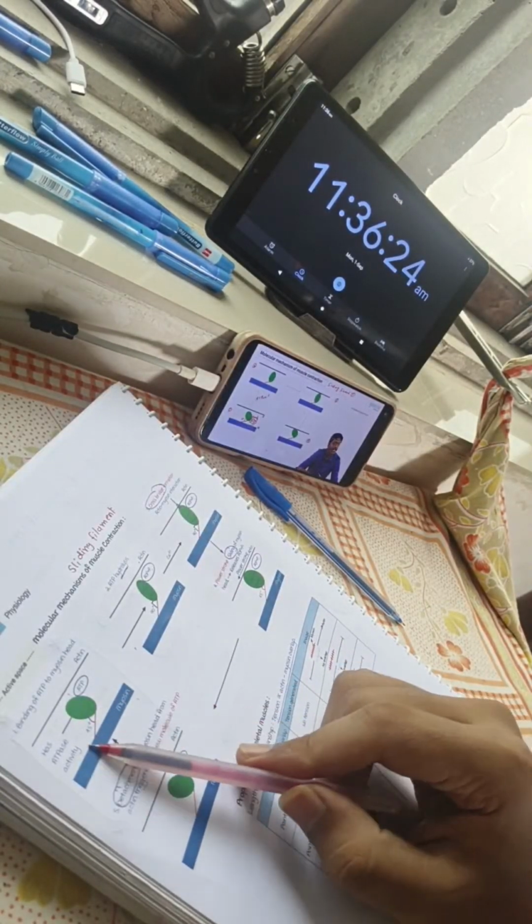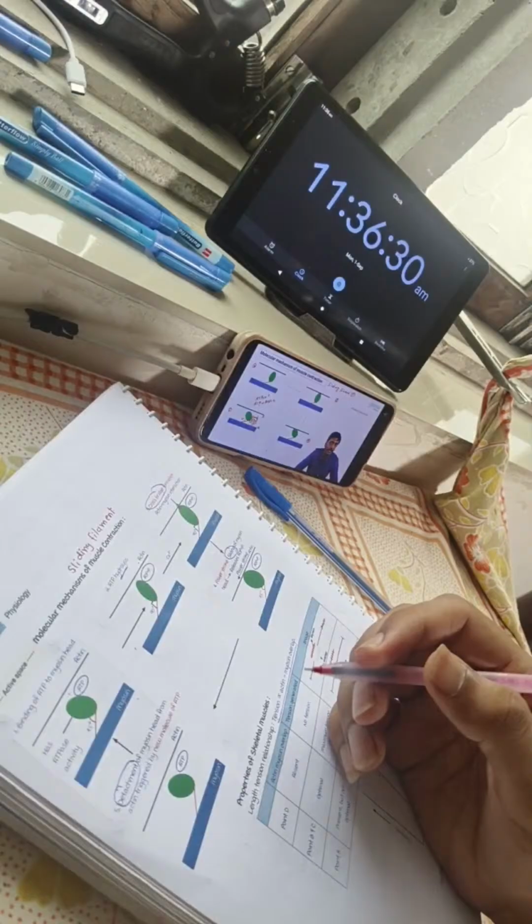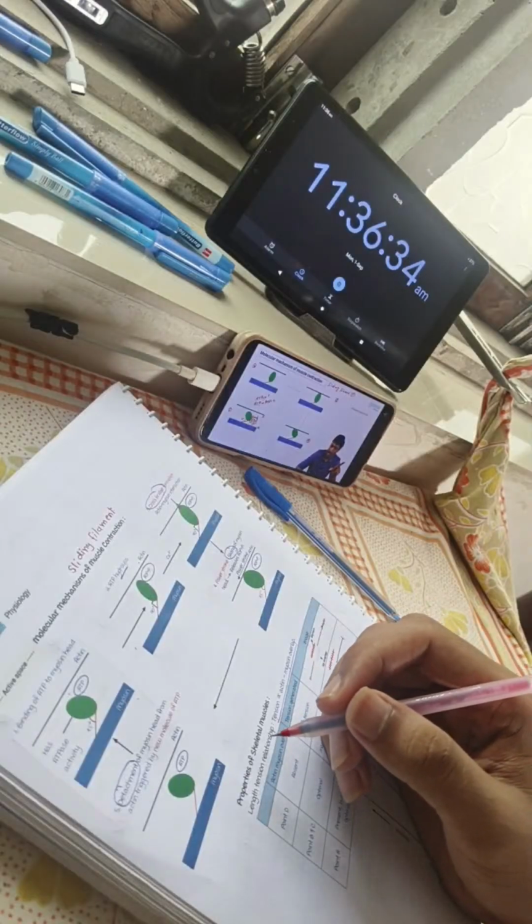What is the enzyme, sir? ATPase. What does ATPase do? It will split this ATP into ADP and a phosphate. Whenever ATPase is activated, it hydrolyzes our ATP to ADP and the phosphate.